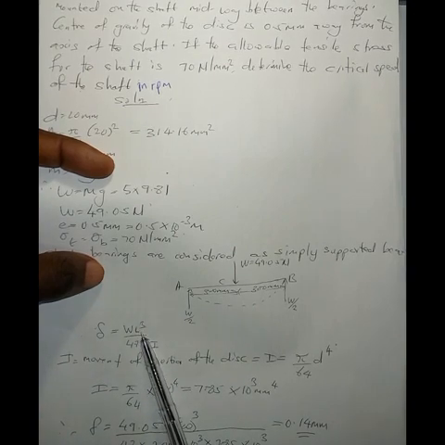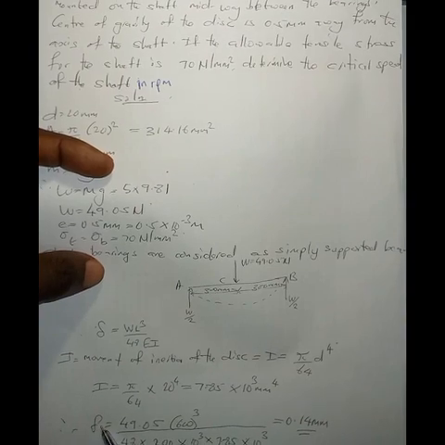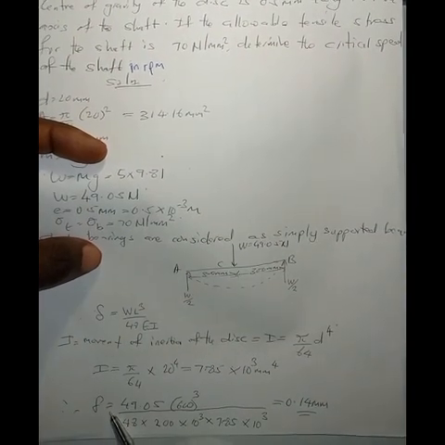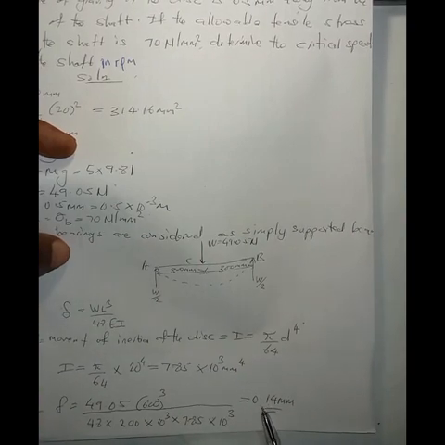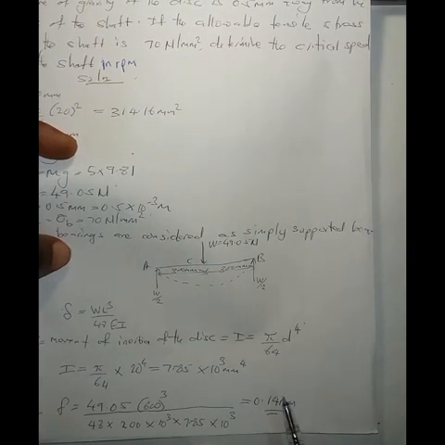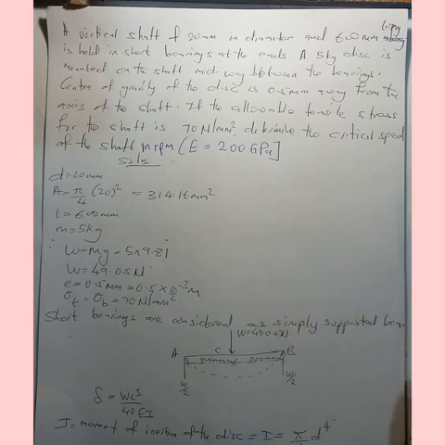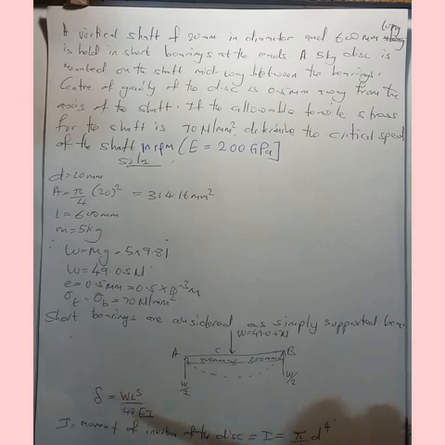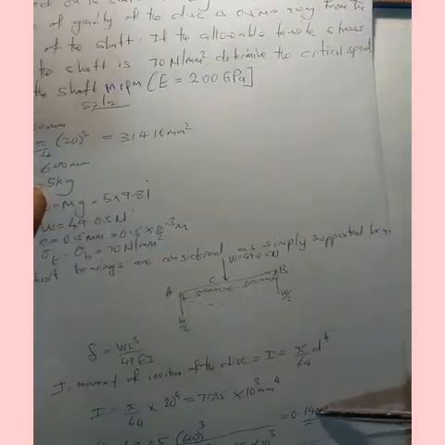Now that we know I, we are also given E from the question, we are also given L from the question, and we calculated W. From there we're able to get the value of our static deflection. So our static deflection is going to be 0.14 millimeter, after substituting the values of W, L, E, and I.